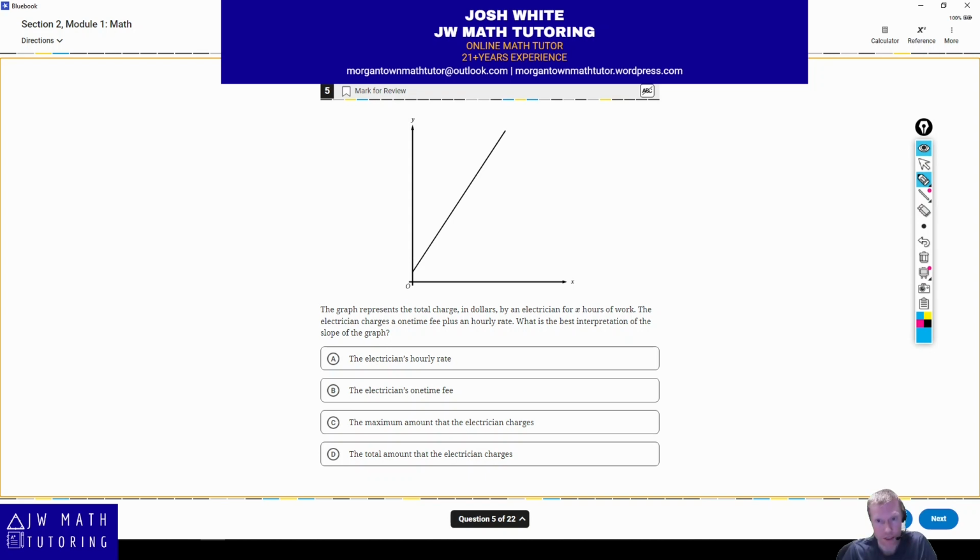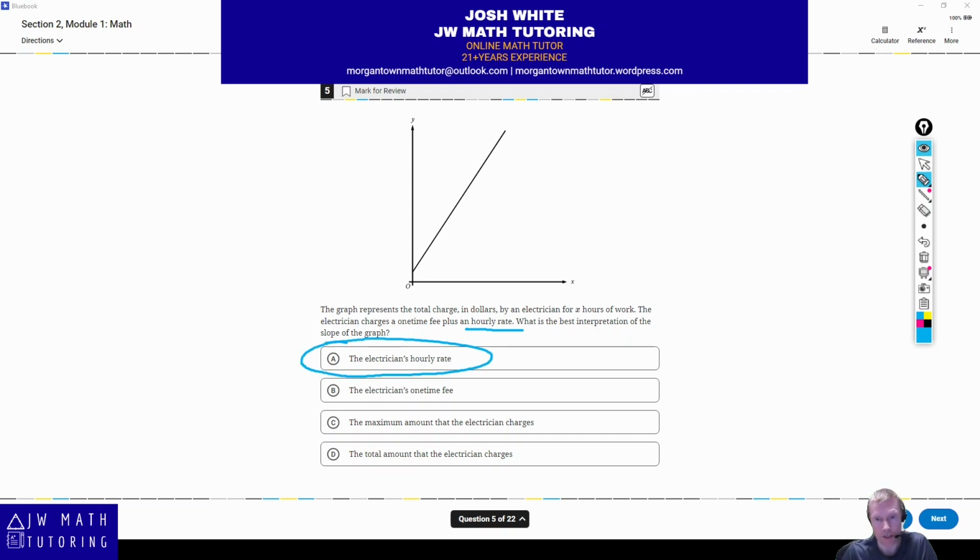So what's the interpretation of the slope? The slope in a situation like this, a linear equation, is just going to be the hourly rate, because the slope is basically the rate of change. And what are we changing here? Well, we're changing the number of dollars that he charges per 1 hour. So the correct answer for this is going to be letter A.